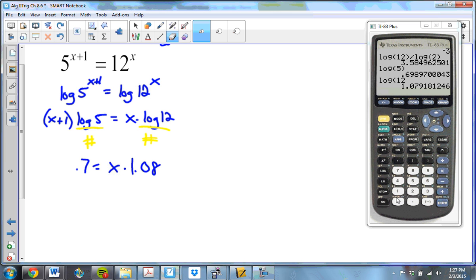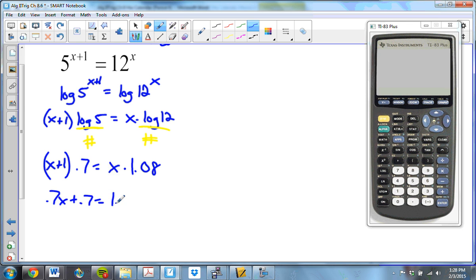I think I'll do this by estimating first and then show you how to do it more accurately. So I'll show you, get all this back. I have this: x plus 1 times 0.7 equals x times 1.08. Well, I can just solve this as an equation. 0.7x plus 0.7 equals 1.08x.